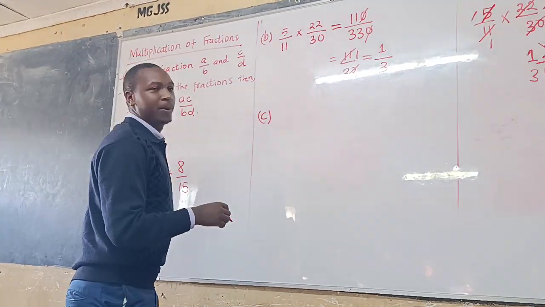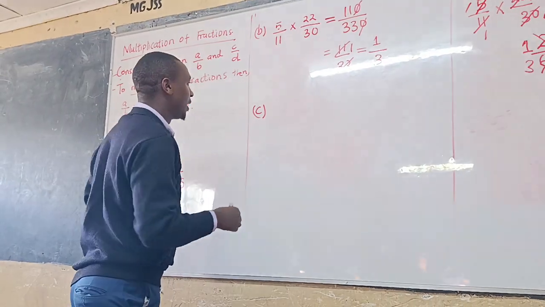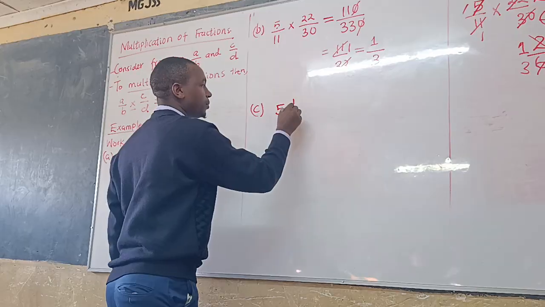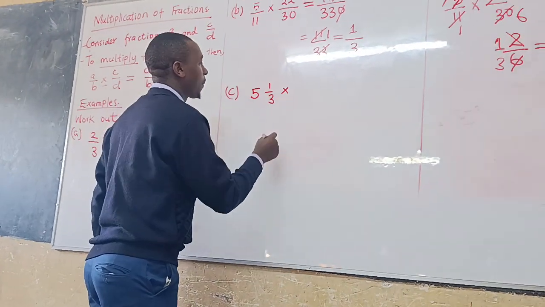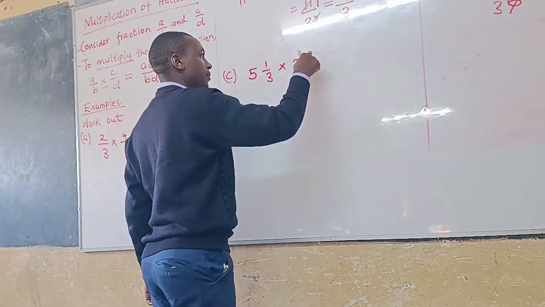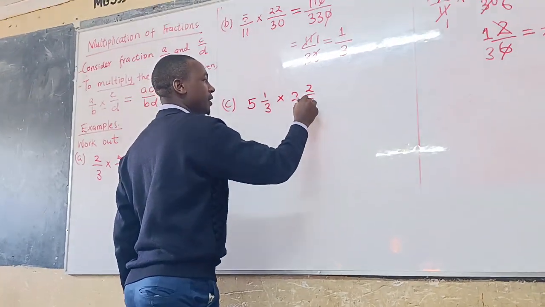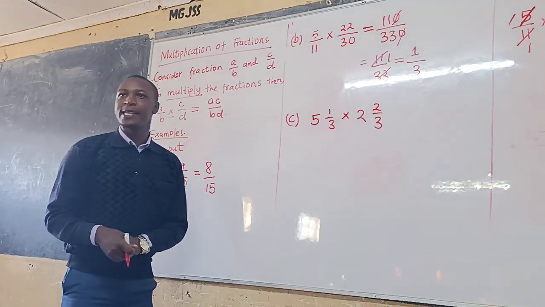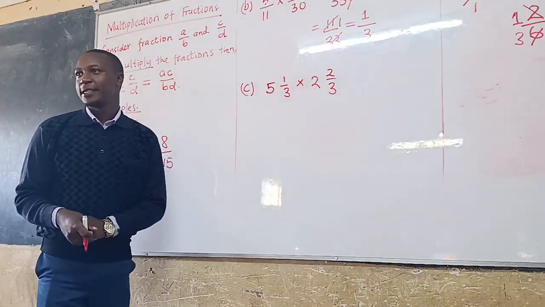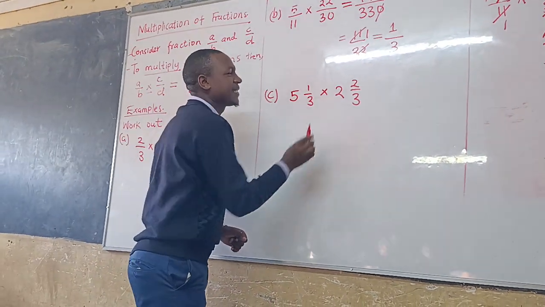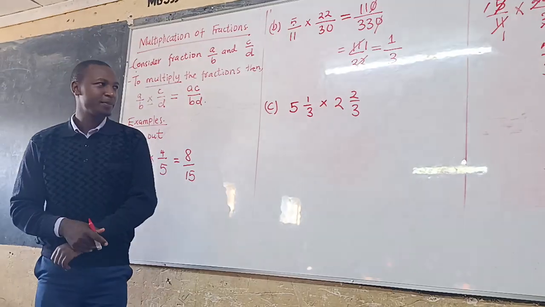Now the next example, we can do mixed fractions here. So 5 and 1/3 times 2 and 2/3. Let's go at that. Now, in this case, are we allowed to first of all multiply the whole numbers like we were doing before?